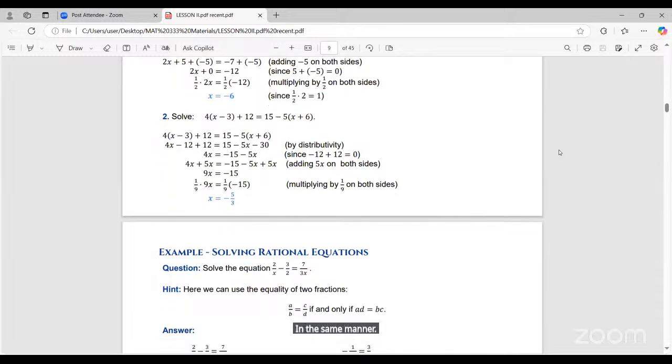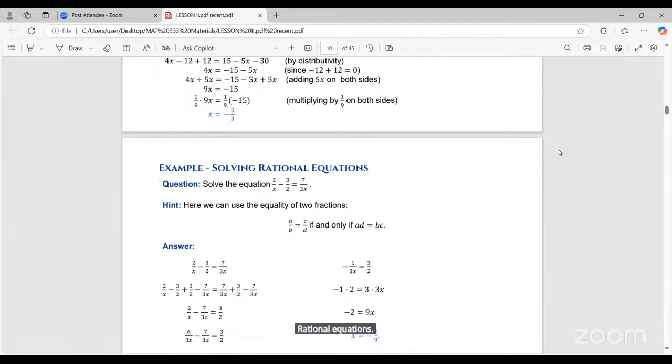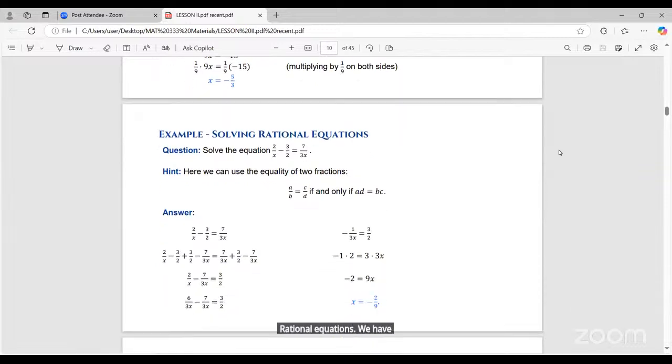Solving rational equations. We have rational equations. We have x over 2 minus 3 over 2 equal to 7 over 3x. How do we solve this rational equation?